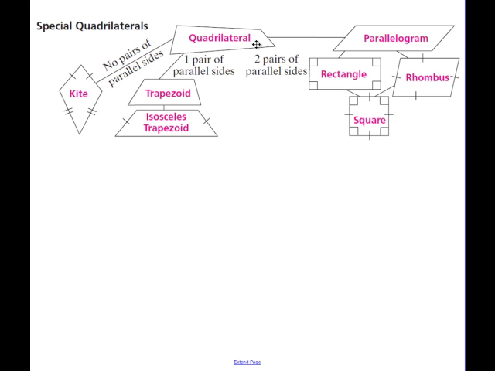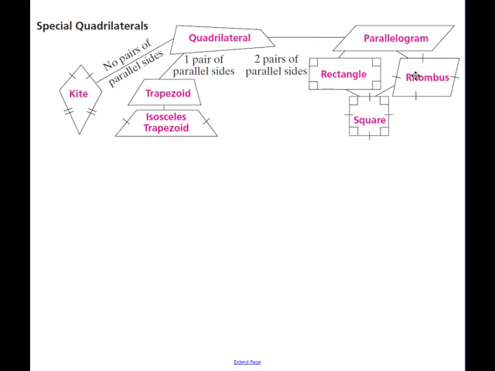And then we said if you have two pairs of parallel sides, so both pairs of opposite sides are parallel, then that can be considered a parallelogram. And we'll find several different types of parallelograms. The first one being the rectangle, where we have 90-degree angles on all four angles, but our sides, all four sides, are not congruent. We have opposite sides being congruent here, opposite sides being congruent here, but the two adjacent sides are not congruent.